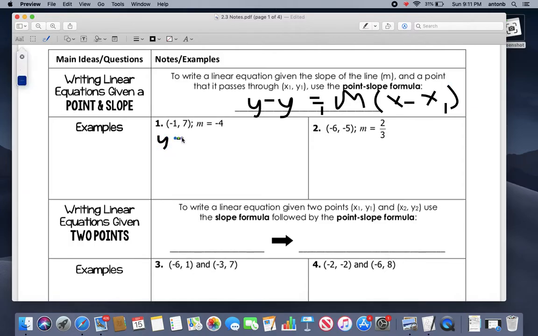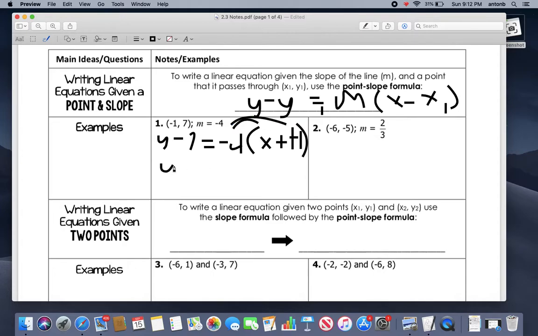So y minus the y1 value, which is 7, so y minus 7 equals m, which is negative 4, times x minus x1, and x1 is negative 1. What we know is that minus a negative really means plus. So it's really x plus 1 here. Once you have it plugged into the formula, all you do is distribute.